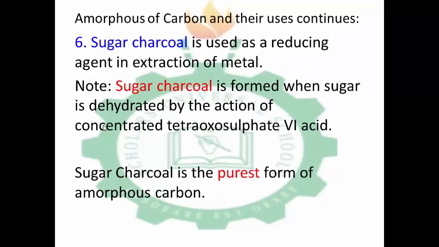So with this, we have come to the end of the second part of carbon and its compound. We have been able to consider the amorphous forms of carbon. We have been able to know the uses of amorphous carbon, and we have been able to compare amorphous carbon, which are non-crystalline allotropes of carbon, with the other crystalline allotropes such as diamond and graphite.